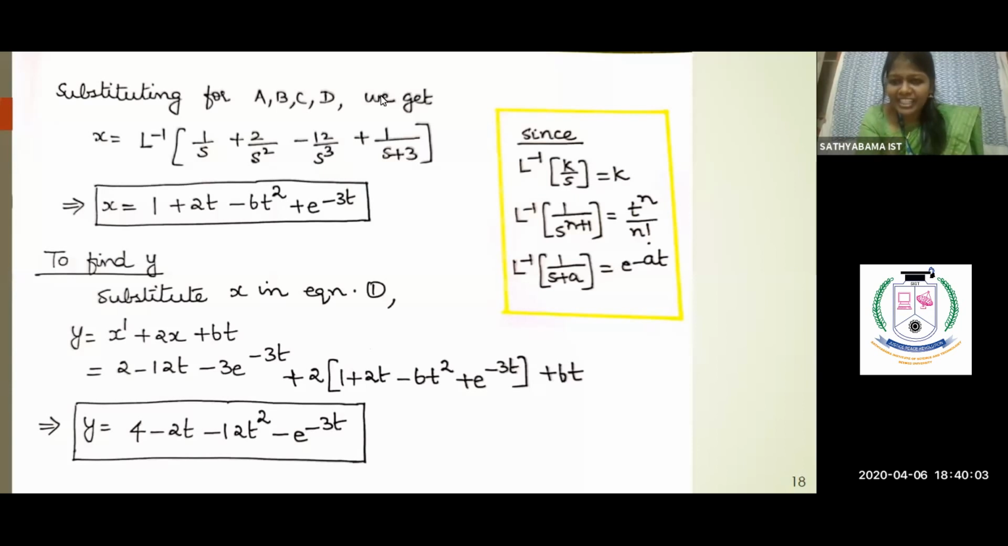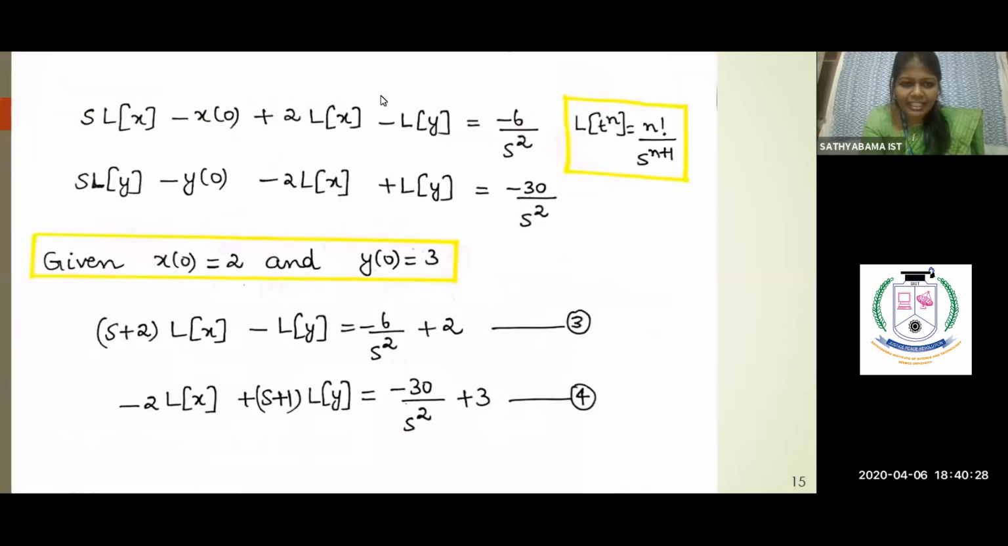We've used partial fractions. We've separated the factors. And it was very easy for us to find L inverse. So finding X using inverse Laplace transform is over. Step 5 is over. So what's the very last step? Step 6. All you have to do now is substitute this X value in one of the two given equations to find Y. So let's substitute X in one of the two equations that we have.